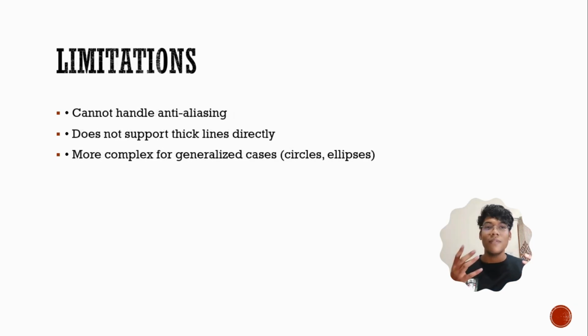So we have talked about the advantages, now we have to talk about the limitations. We have talked about its goods, so now it's time for the bads of Bresenham. What are the limitations of the Bresenham algorithm? It cannot handle anti-aliasing, does not support thick lines directly, and is more complex for generalized curves like circles and ellipses.